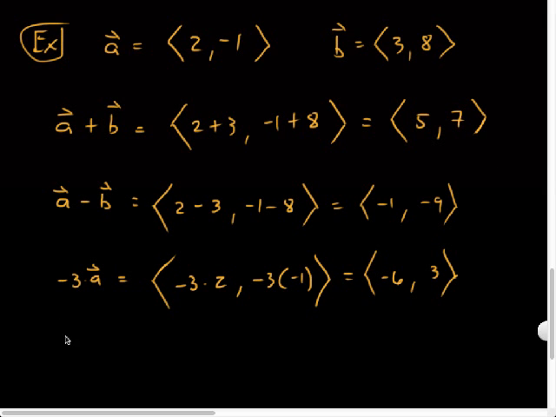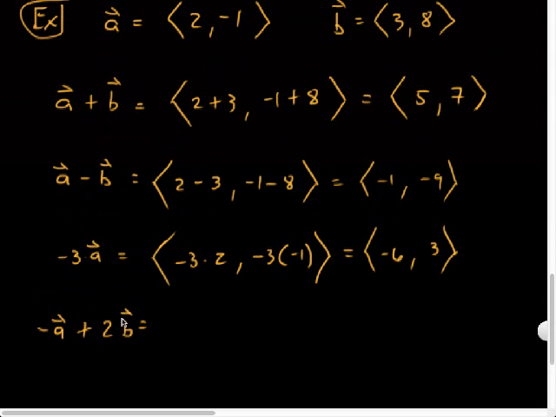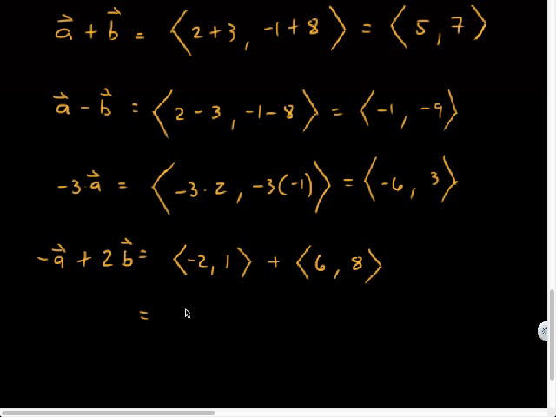Okay, well, how about this question? Last one regarding these. What if I have negative a plus 2 times b? So let's see, negative vector a would just be the opposite of those, so negative 2, positive 1. Plus 2 times vector b would be twice these values. Right? And now I would just add those together.